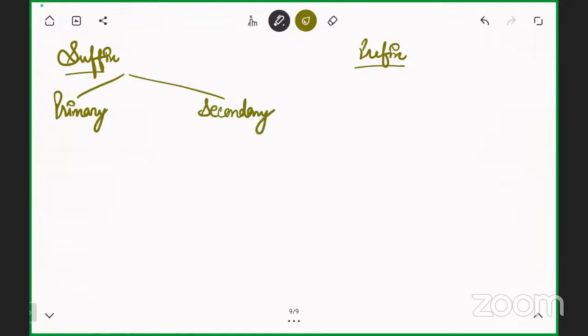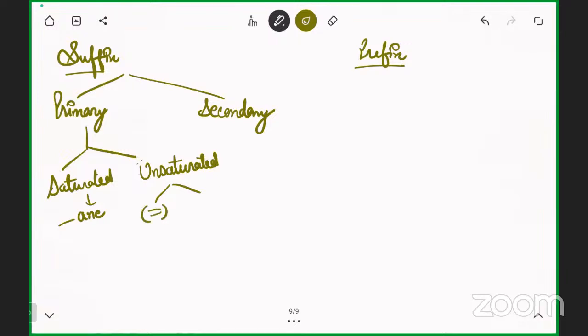The primary suffix is used to indicate whether the compound is saturated or unsaturated. For example, in a saturated compound, you have to add ane. If unsaturated, there will be a possibility of a double bond or triple bond. In the case of a double bond, you have to add ene, and for a triple bond, we have to add ine.